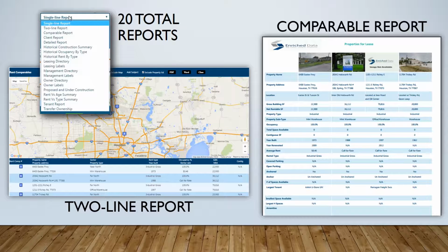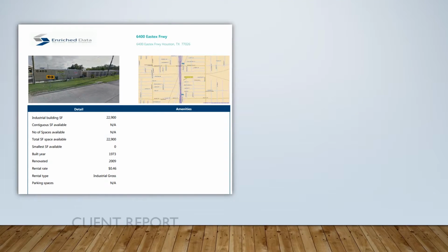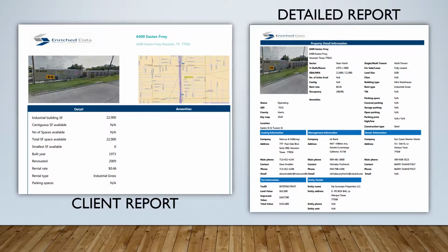The client report is ideal for sending basic information to clients and prospects. This report includes a photo, map, and property details such as building size, space available, year built, rental rates, and rent type. You can also choose to generate the detailed report to get all of the information available on each of your selected properties, including all photos and maps available of that property.